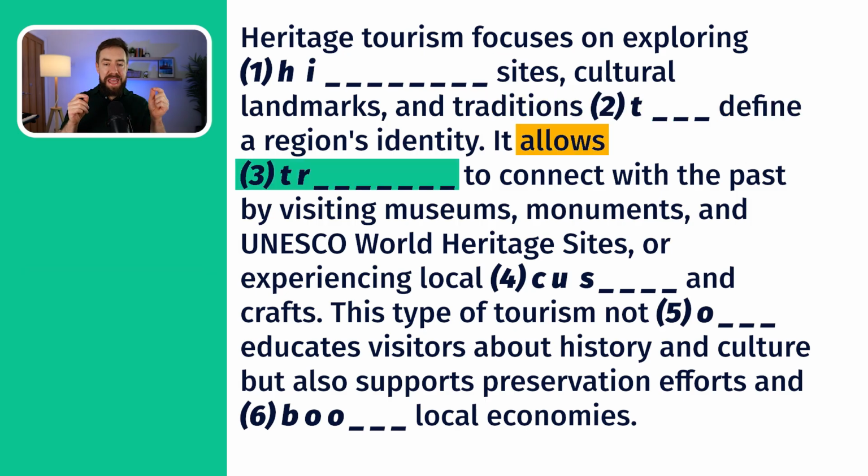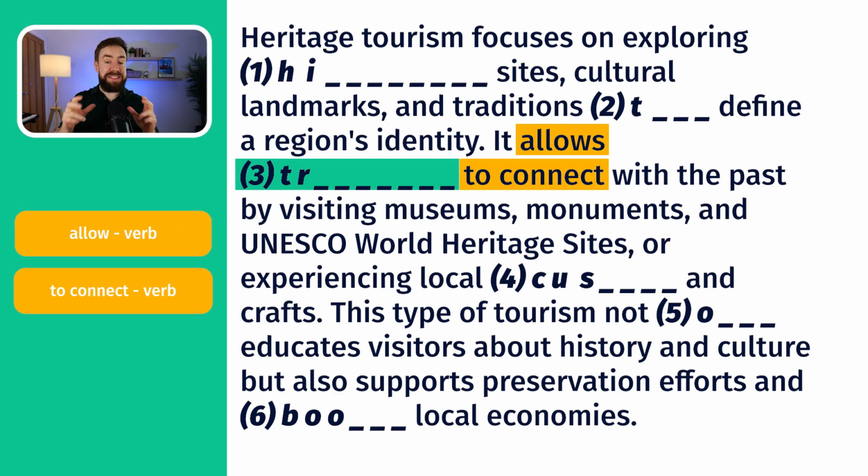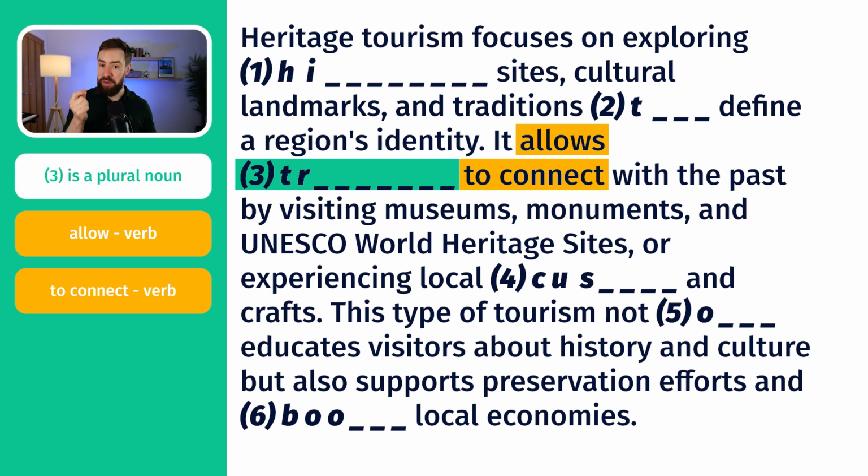Then number three, it allows to. So allow is a verb, and then to connect is also a verb. So this one really has to be a noun. But notice that we don't have an or a or the in front of it. So it's probably going to be a plural noun. It might have an S at the end.